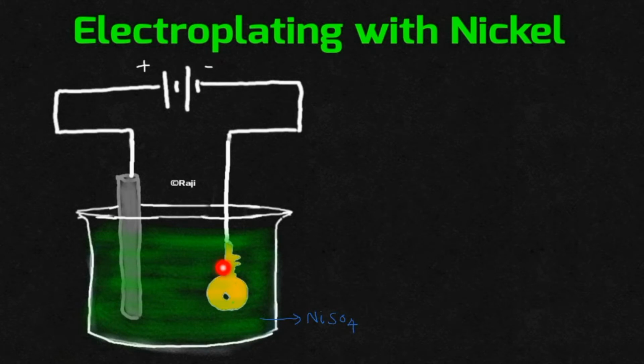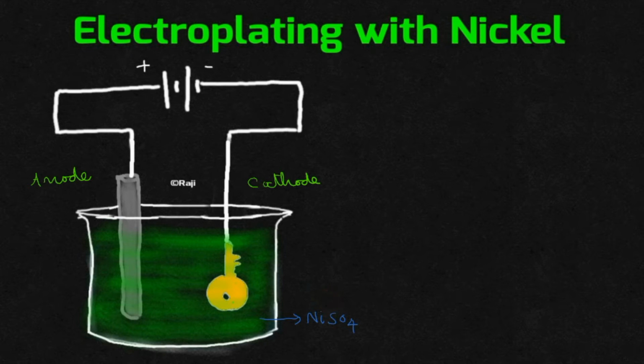I have a key with me. We are going to electroplate this key with nickel metal. For this, what is the experimental arrangement required? This key should be connected to the negative terminal of a battery, so this key will become the cathode. And the nickel rod should be connected to the positive terminal of a battery, or you can say that this will become the anode. And the electrolytic solution we have taken is nickel sulfate.